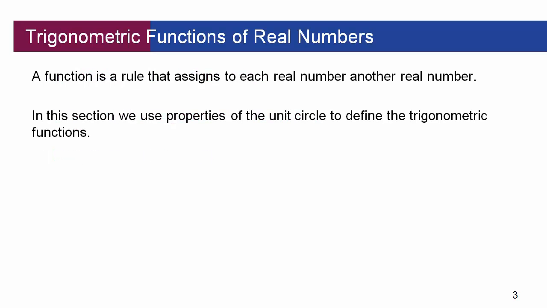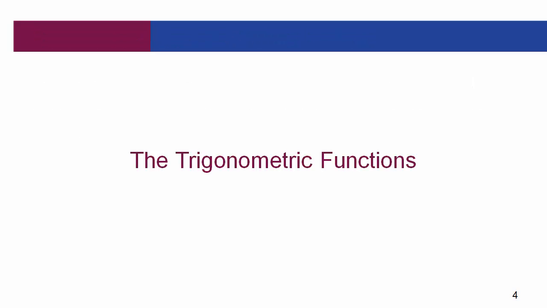Let's start with our first one and talk about a trig function. A function is a rule that assigns one output and only one output to every one input. You give it a number, it gives you an answer. We're going to use the properties of the unit circle to define trig functions. So what are these trig functions?